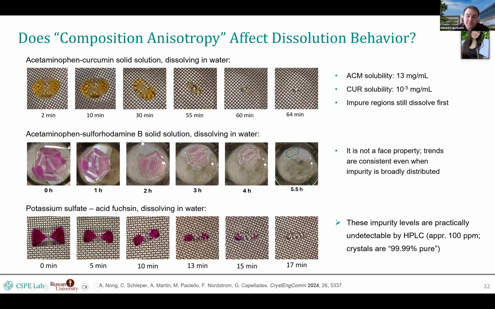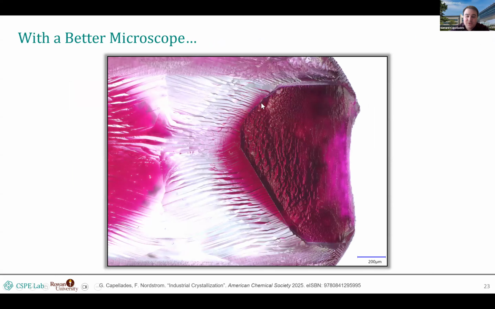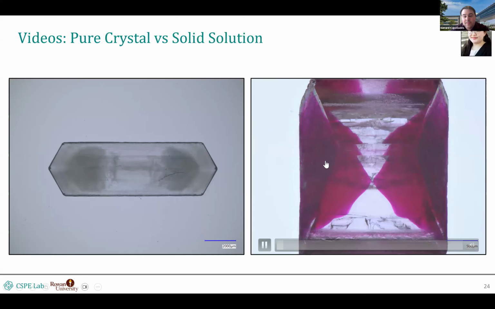Eventually, we got a better camera, and we recovered the crystal midway through dissolution and took some pictures with a new microscope. The one thing you can notice here is the impurity regions being eaten away by the solvent during that dissolution stage.